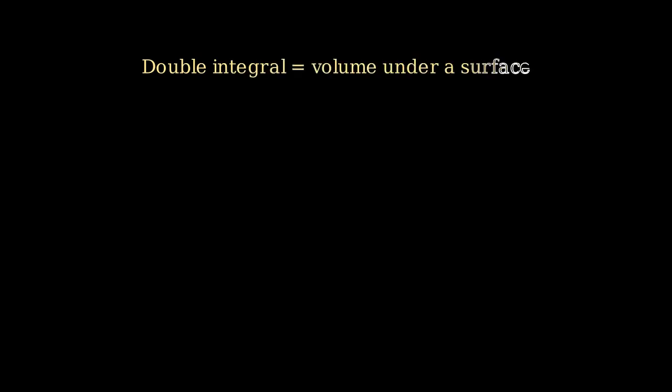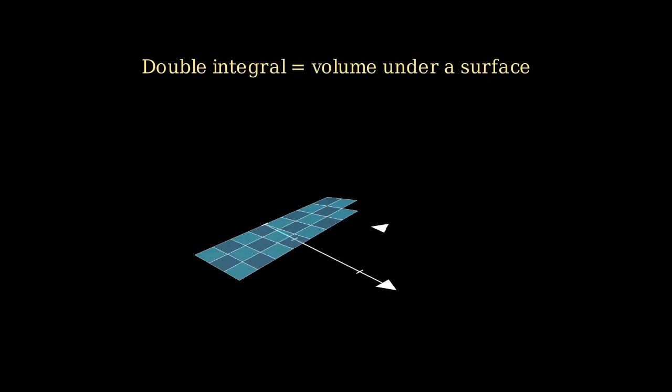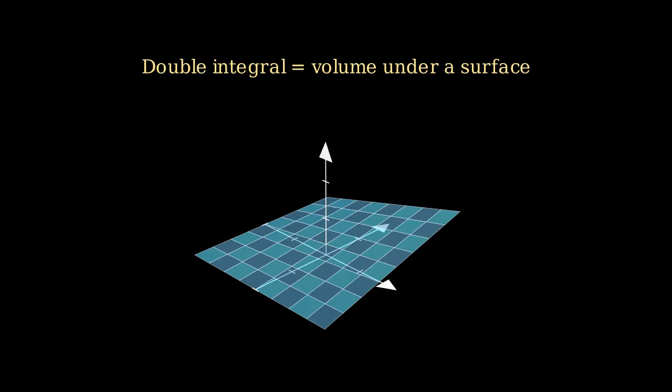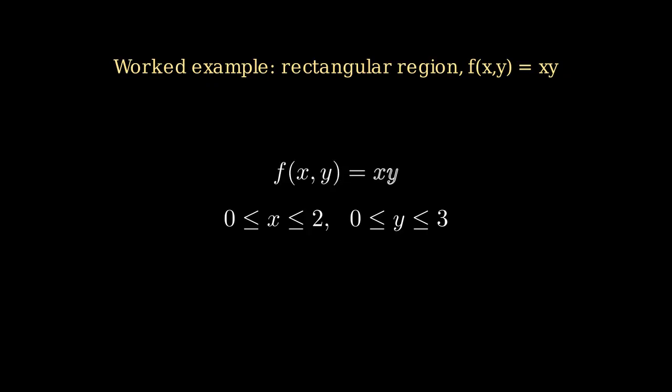A double integral finds the volume trapped between a curved surface sitting above a flat region and that flat region itself. Let's begin with a worked example over a rectangular region. Here the surface is f of xy equals x times y, and the flat region below it is the rectangle where x runs from 0 to 2 and y runs from 0 to 3.